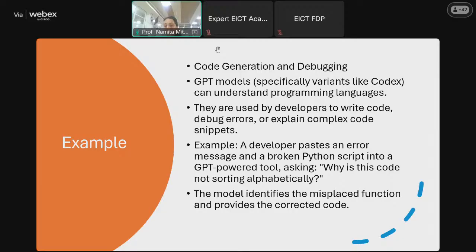It's not an example of BERT, because we are generating something, right? So we have to choose the appropriate GPT model. Let's take the example of Codex.